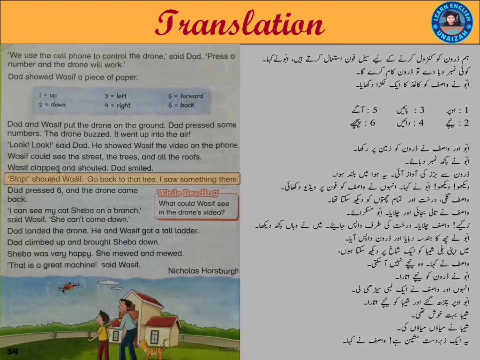Go back to that tree. I saw something there. Dad pressed 6 and the drone came back. I can see my cat Sheba on a branch, said Wasif. She can't come down.